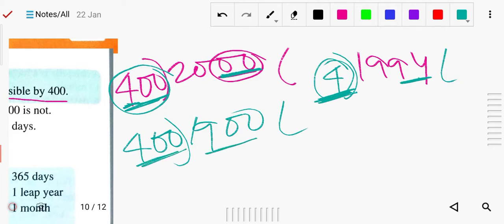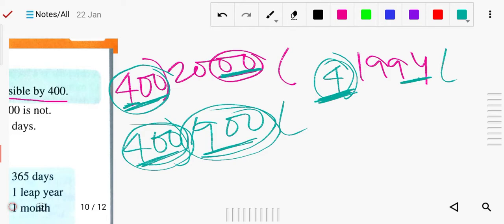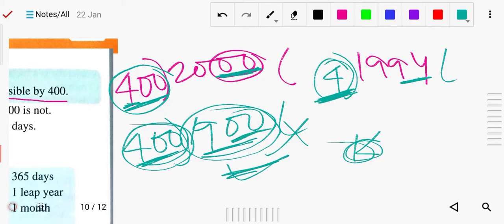If you divide 1900 by 4, it will be exactly divided. But 1900 is not a leap year, because you have to divide it by 400, and it will not be divided. So when the year ends in two zeros, you have to divide by 400. For all the rest, you can divide by 4 only.